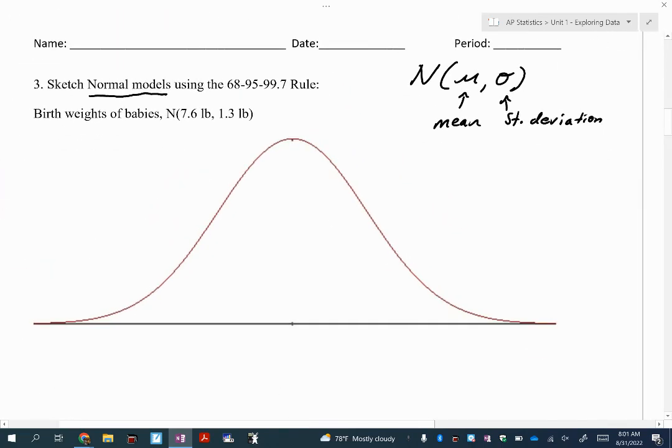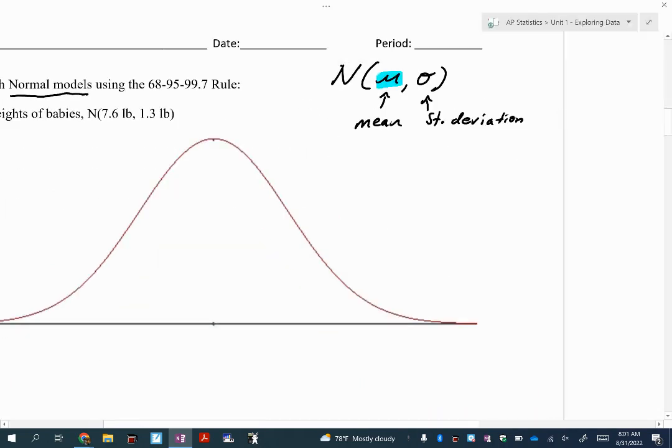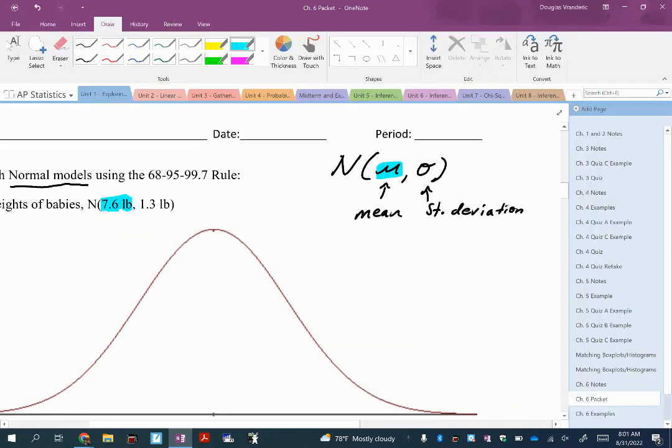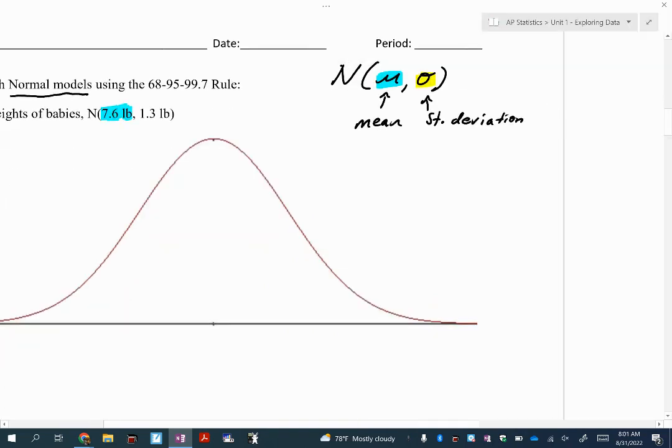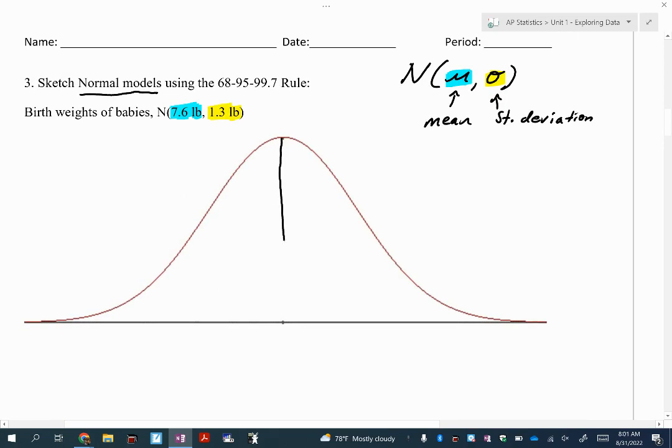All right, so for this model, I have a mu of 7.6 pounds and a sigma, or a standard deviation, of 1.3 pounds. And this is for birth weights. So we're saying that the mean for this model is 7.6 pounds. And because we're talking about the 68, 95, 99.7 rule, which I'll go over after we finish drawing the sketch, I'm going to be moving 3 standard deviations to the right and 3 standard deviations to the left.